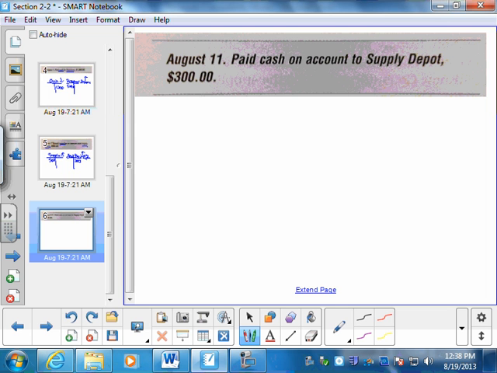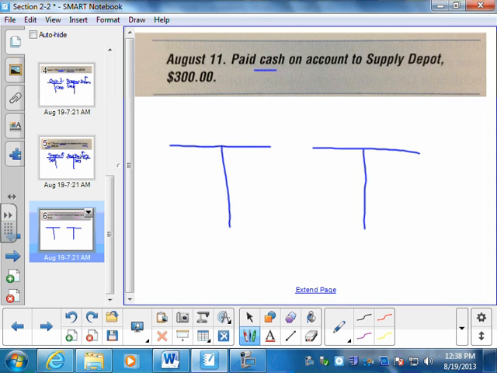I think we're on the last one for this section. Yep, last one. Paid cash on account to Supply Depot, $300. So first question, what two accounts are we dealing with? We see the word cash in the transaction. We know we're dealing with cash. We see Supply Depot, which is the name of someone that we owe money to, so we know we're dealing with that account, which is an account payable, Supply Depot.